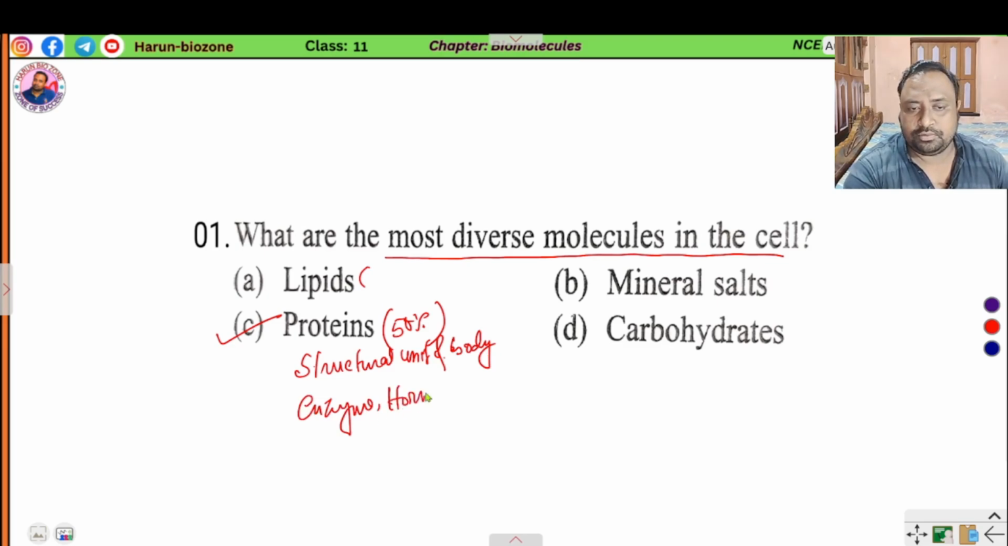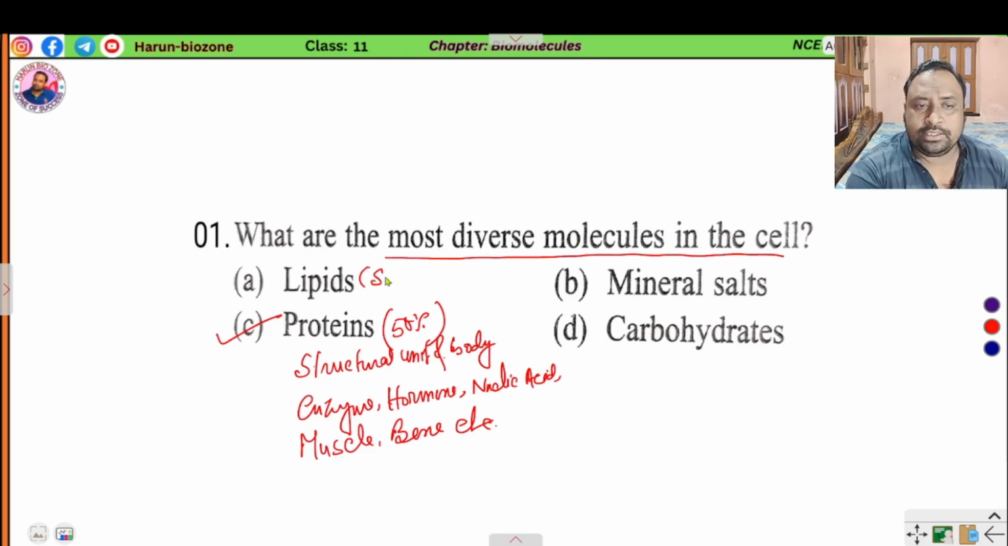It makes hormones, it makes nucleic acid, muscle, bone, etc.